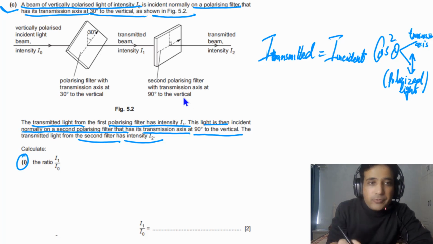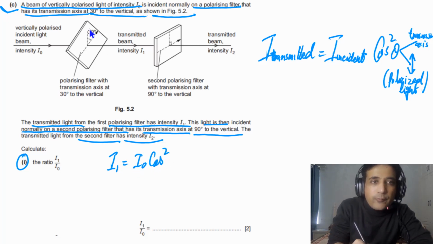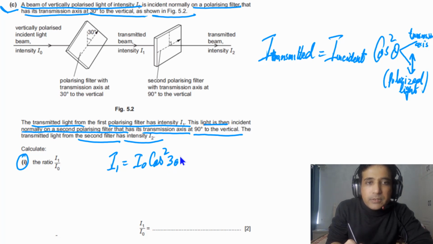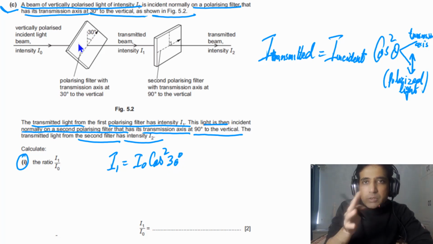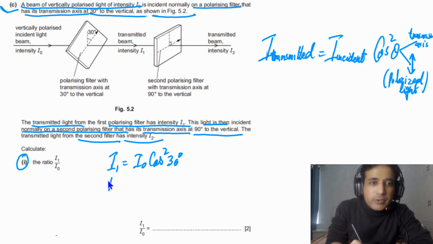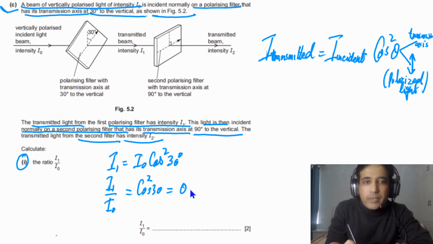So simply in this case, the transmitted light is I1. This has to be equal to I0 cos squared of 30 degrees. Simply we need to find I1 over I0, so we have to take cos squared of 30 degrees. If we take this, our final answer will be 0.75. So this is what we need to do for part 1.